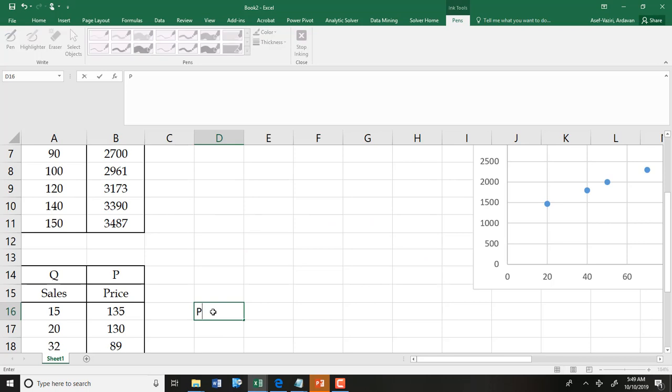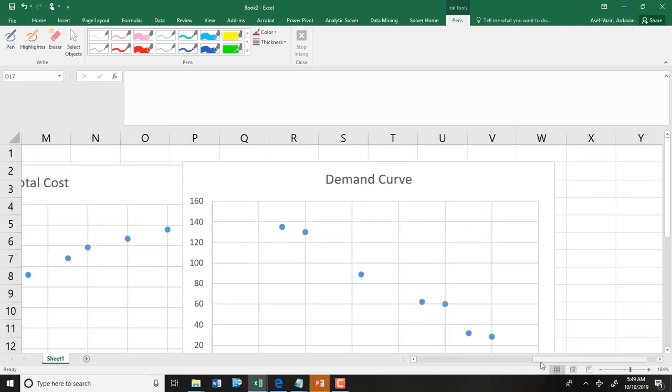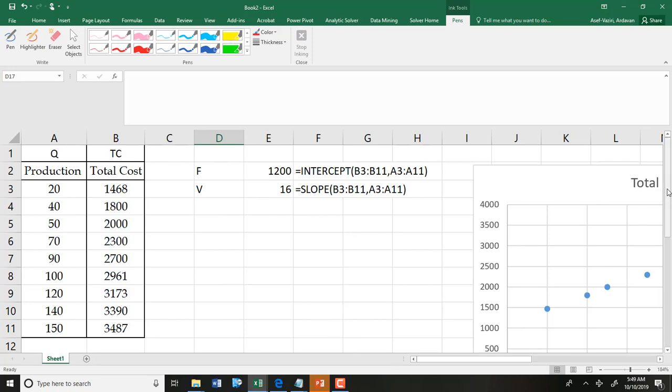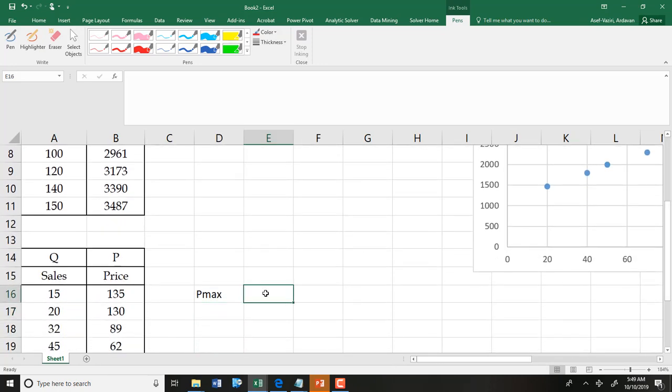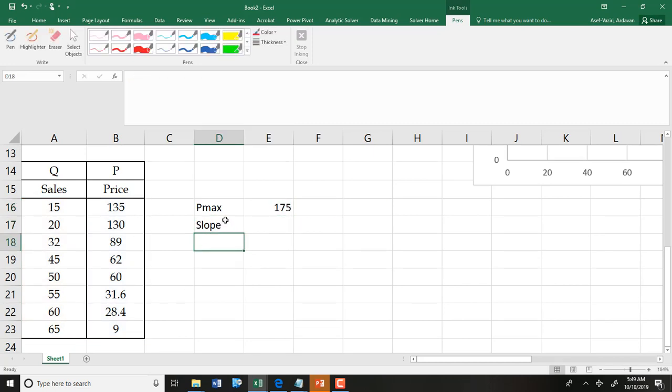I type Pmax, and that is the intercept of the demand curve with the y-axis, which shows the maximum price that I can sell this product for. And that is equal to intercept, comma, enter 175. The slope of the line is equal to the slope of these numbers and these numbers, and that is the slope of my price curve.